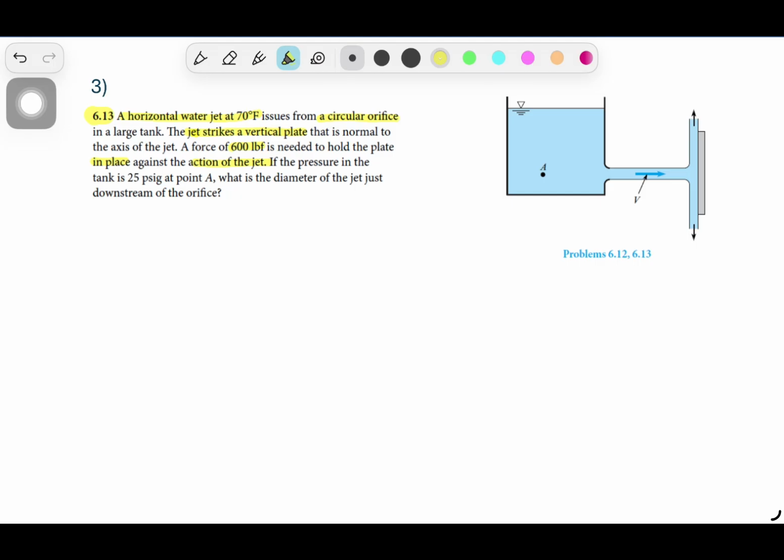If the pressure in the tank is 25 psi at point A, what's the diameter of the jet just downstream of the orifice? So we need to find the diameter of the jet downstream of the orifice. We are actually finding this diameter.